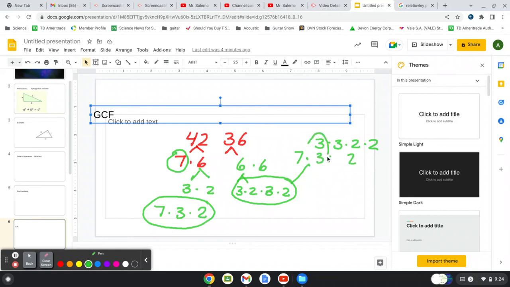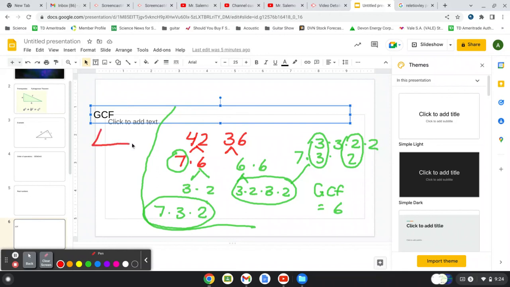So it looks like they share a 3 and they share a 2. So the GCF, guess what the GCF would be? It'd be 6. Just multiply the 2 together. It would be 6. So if you didn't like that way, there's many other ways. There's the division ladder method. Let's do it. Let's put a circle around here and do the division ladder method with red over here.